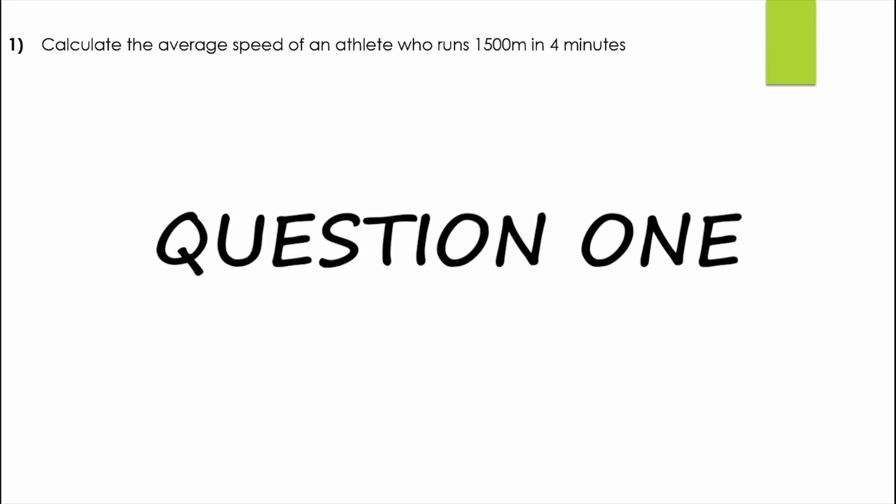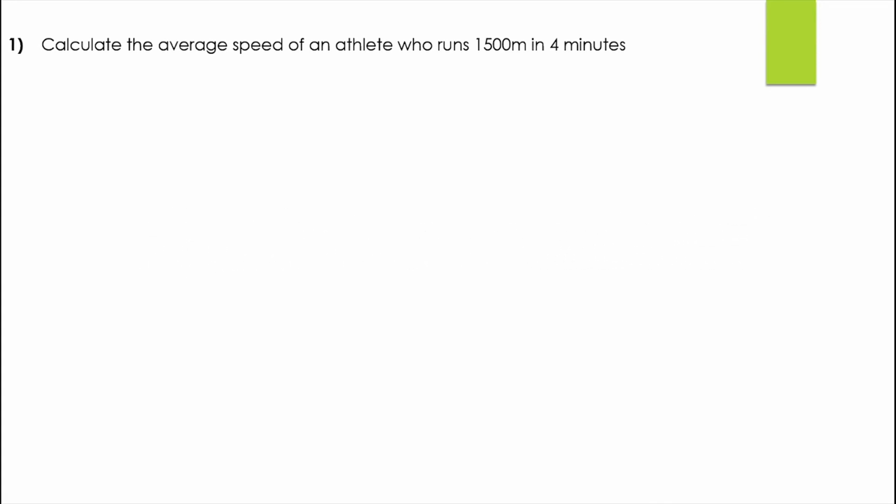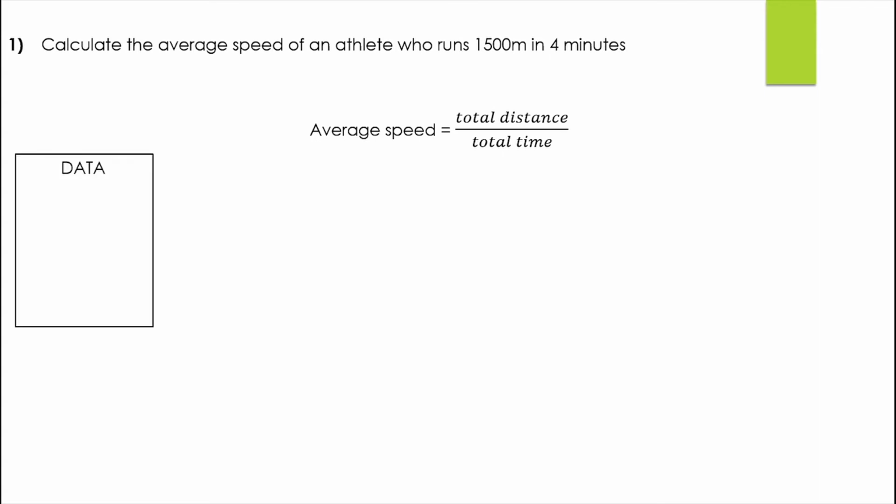So here's our first question. Calculate the average speed of an athlete who runs 1,500 meters in 4 minutes. What we do is we get our formula for average speed, which is equal to total distance over total time. Then we organize our data. We've been given our total distance, which the athlete covered, which is 1,500 meters. We've also been given the total time it took for this distance to be covered. It's given in minutes, so we need to convert it to seconds. To do that, we simply multiply 60 by 4 and we get 240 seconds.